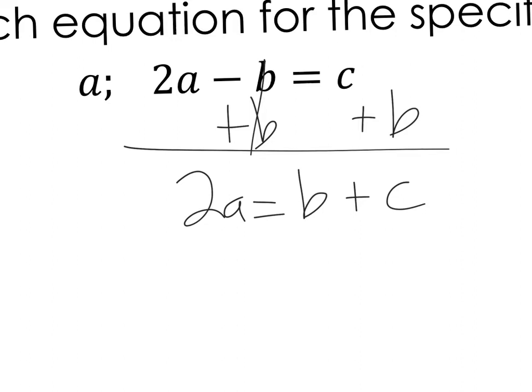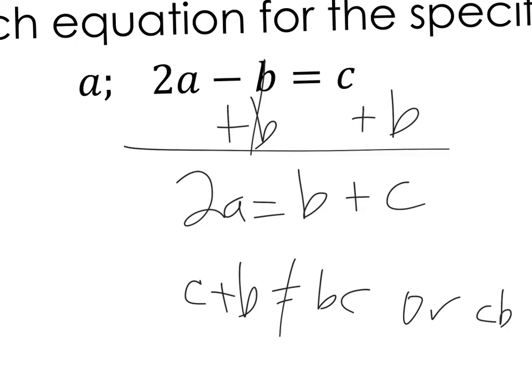Now, I won't write that c plus b equals bc. C plus b does not equal bc or cb. Writing bc, smushing them together, or writing cb, that's multiplying. That's saying b times c. These are adding together, and they can't combine because they're not like terms. They're two completely different letters, so you have to keep them separate. Just keep it as b plus c. It can't simplify beyond that.